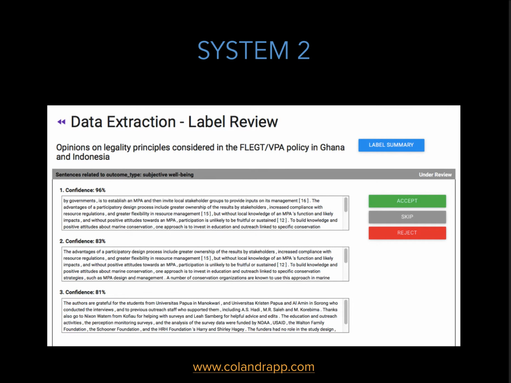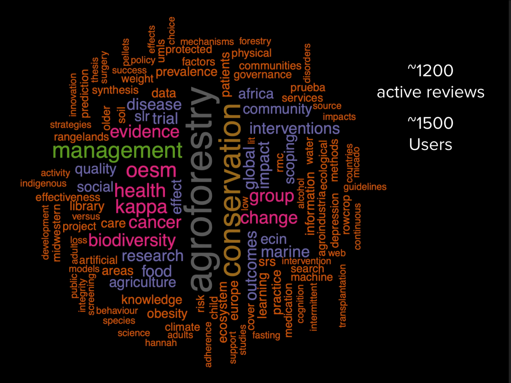So you can see what this looks like in practice with sections of the text that Colandr predicts are relevant for a specific label, and users can approve or reject those.